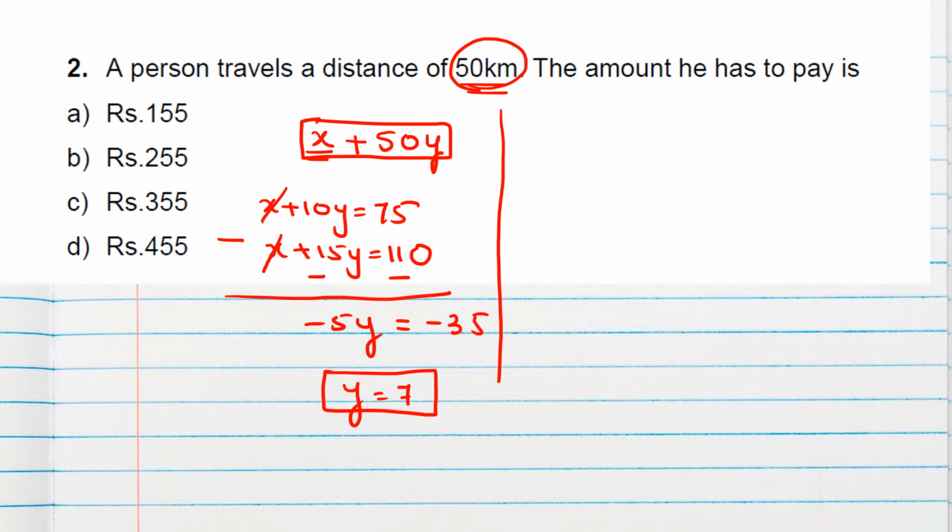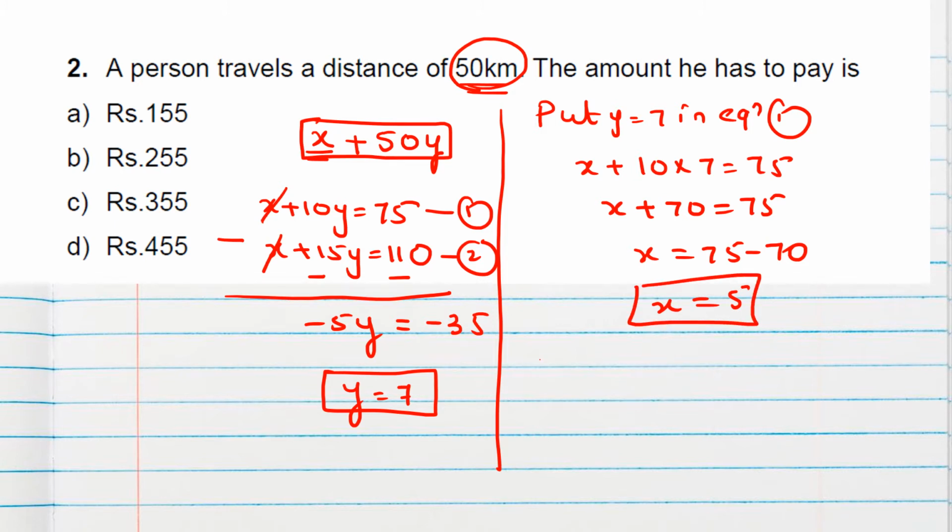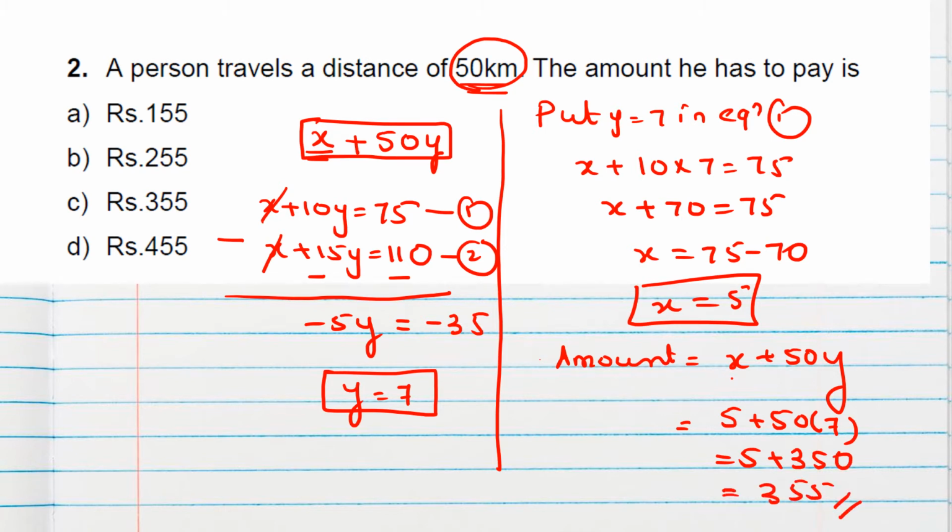Suppose these are our equations 1 and 2. Put y equal to 7 in equation 1. So x plus 10 into 7 equals 75, that is x plus 70 equals 75. x will be 75 minus 70, that is 5. Now to find the amount, we already know the amount is x plus 50y. So put x value 5, y value 7. So 350 plus 5, the answer will be 355, which is option C.